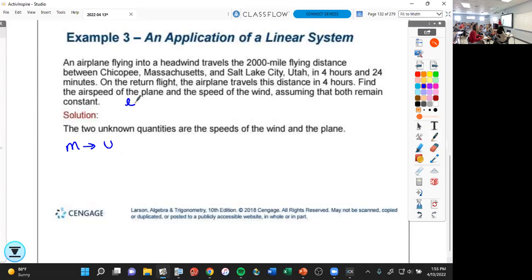Okay, how about this? Let P equal plane speed. How's that? Now let me ask you this. How fast is the plane going? P. There you go. Now, next question. How fast is the wind going? Don't know. So what do you want to call it? Okay. Let W equal wind speed.